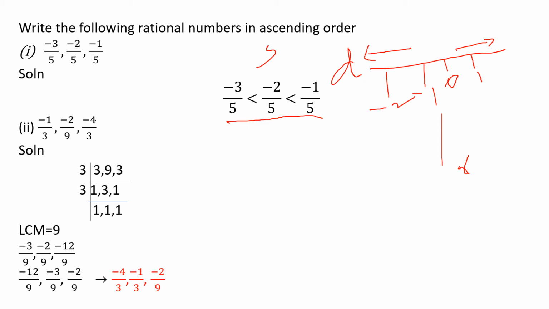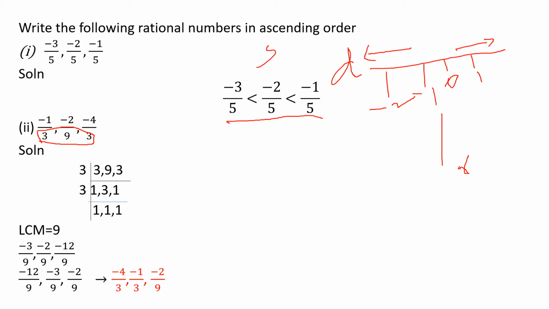Next, the second question: minus 1 by 3, minus 2 by 9 and minus 4 by 3. Here all the denominators are different, so we cannot directly write the ascending order. So first, what do you want to do? You want to take the LCM. So take the LCM of 3, 9, 3. It is all divisible by 3, right?